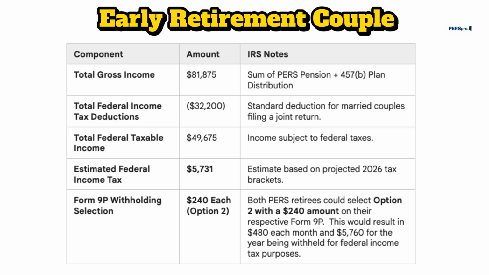To cover this estimated tax liability, both spouses can select option 2 on the respective Form 9P and write in a fixed amount of $240. Combined, this sends $480 a month or $5,760 a year directly to the IRS. This covers their tax obligation without sacrificing too much of their monthly cash flow.